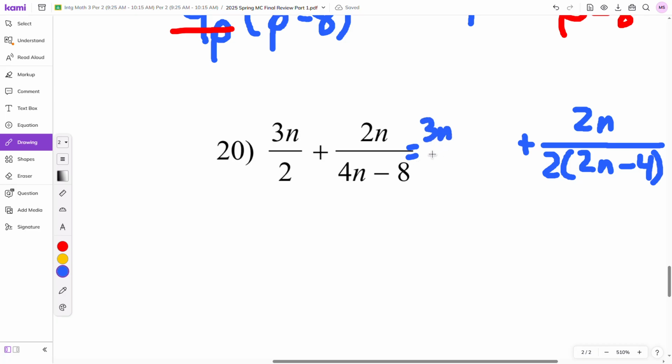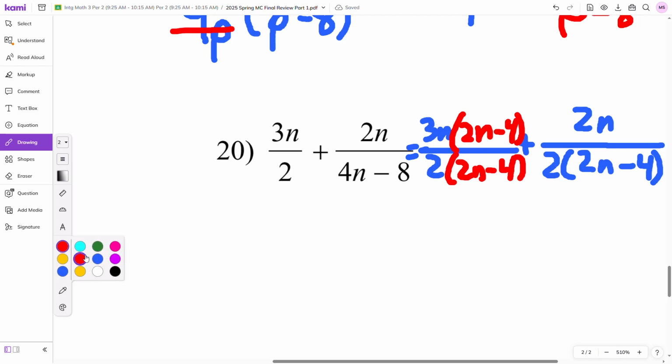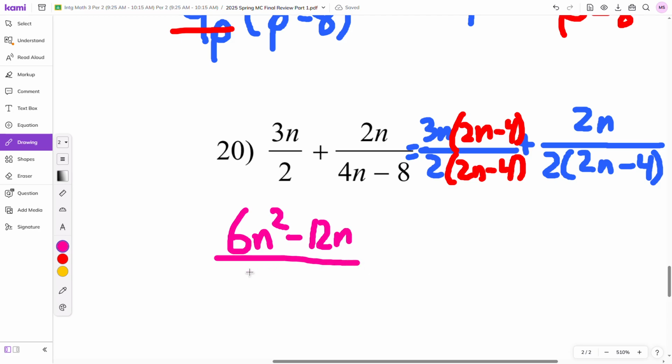3n over 2. How about that? And now I'm going to multiply this by 2n minus 4 over 2n minus 4 so that we have the same denominator. And we do. The numerator is going to give me 3n times 2n is 6n squared, 6n squared minus 12n. And the denominator is, well, it's what we had before, 4n minus 8.